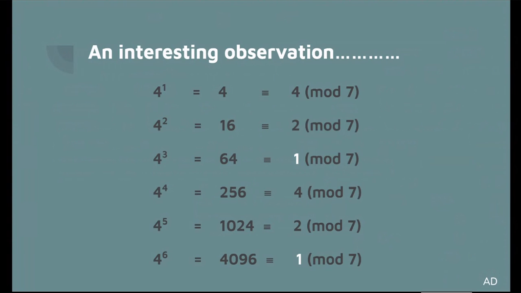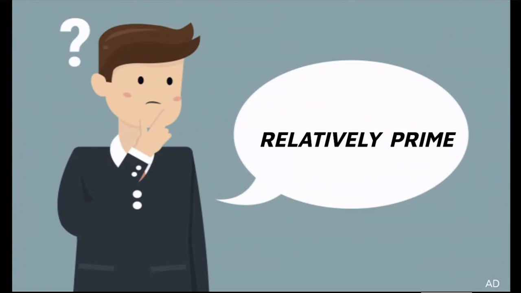The length of this repeating pattern is what we call the period, an important concept that we will get to in a minute. But before that, what is so special about the numbers 4 and 7 that we get this repeating pattern in the first place? The answer is these numbers are relatively prime. That is, they do not share any common factors other than 1.